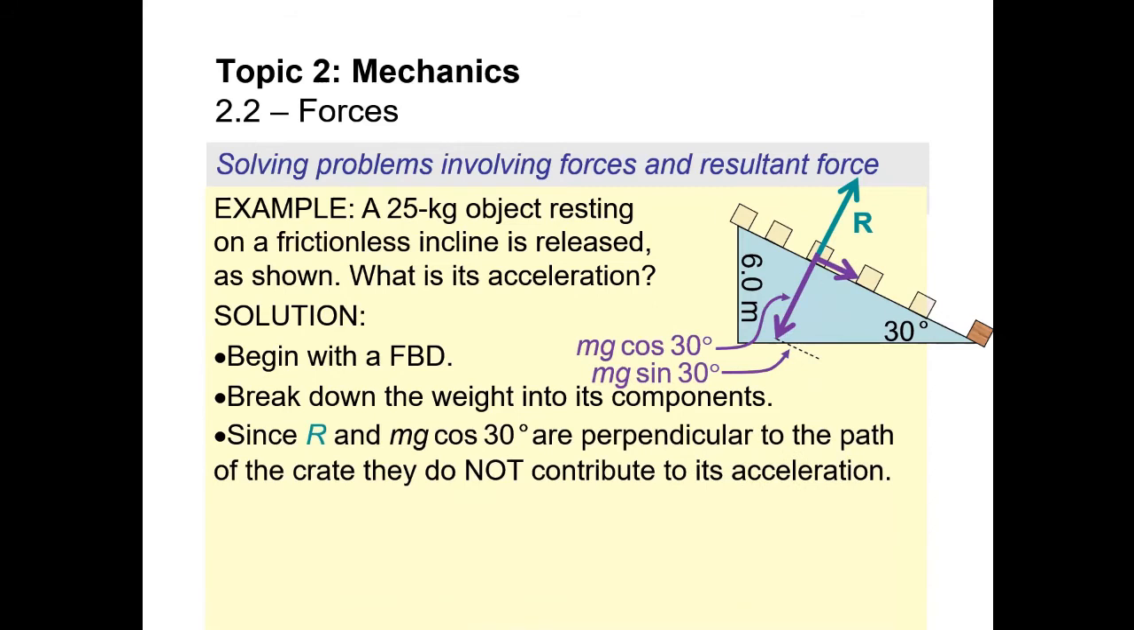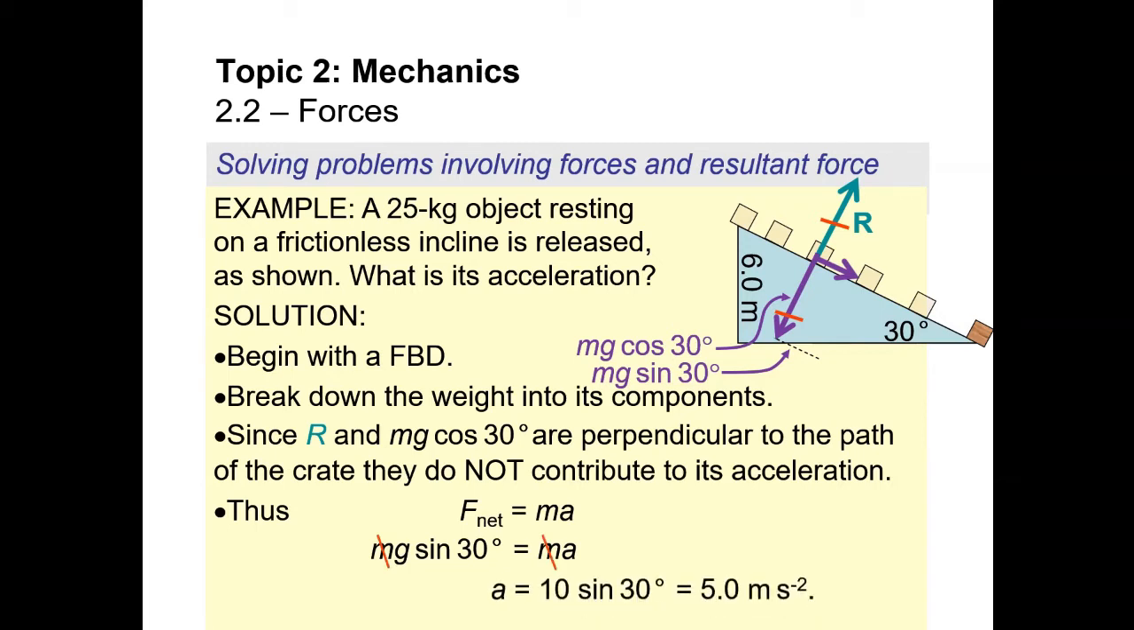R and mg cosine 30 degrees are perpendicular to the path of the crate. They do not contribute to its acceleration, so they cancel out. Therefore, the net force equals mg sine 30 degrees, which equals ma. The mass cancels out, and acceleration equals g times sine 30 degrees, which is 5 meters per second squared.